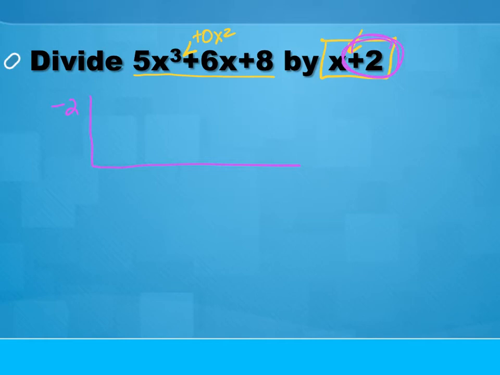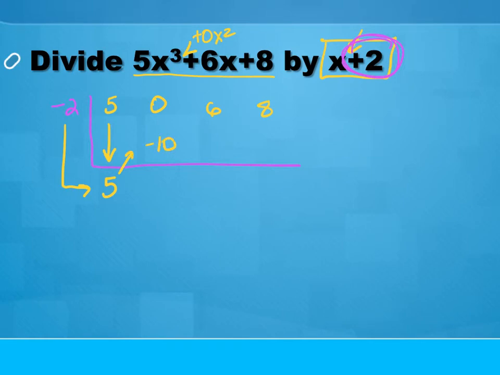So now I'm going to list my coefficients, 5, 0, 6, and 8. If it was a -8, it would have been a -8. So whatever the sign is, you keep it with it. Now step 1, bring down the 5. Multiply by what's on the outside. -2 times 5 is -10. Put it in the next column.